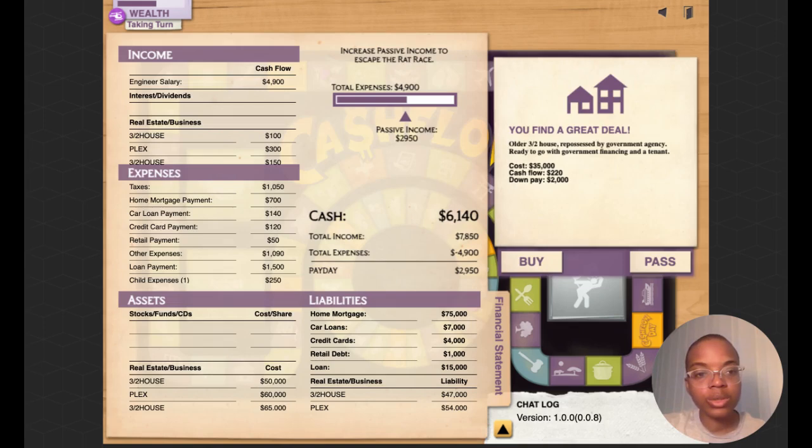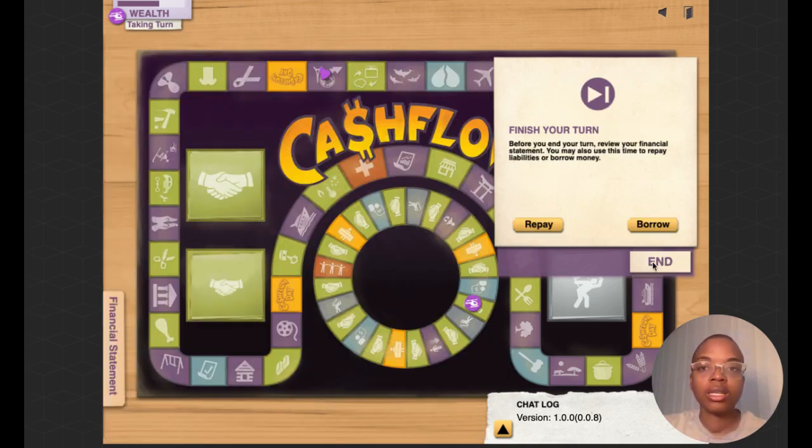I'm gonna do another small one. Oh wow, a great deal. Oh my God. Older 3 bed, 2 bath house, repossessed by government agency, ready to go with government financing and a tenant. $2,000 down, $220 cash flow, and 35G is not bad. That's a great deal, actually, especially seeing I paid upwards of 5 grand for a down payment for half the cash flow. I'm going to buy this.